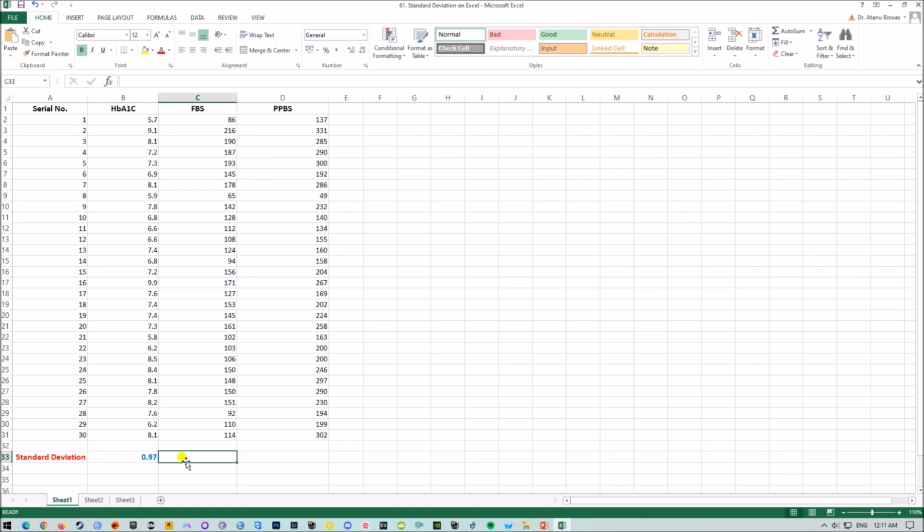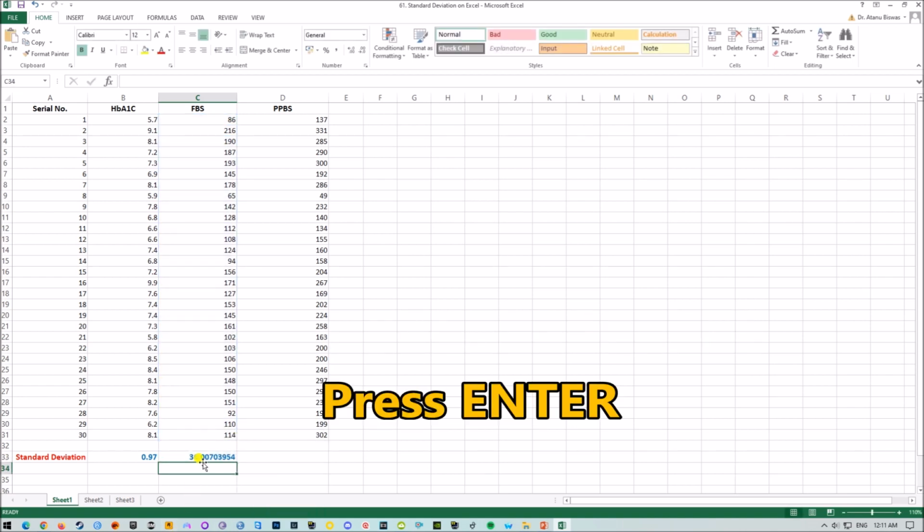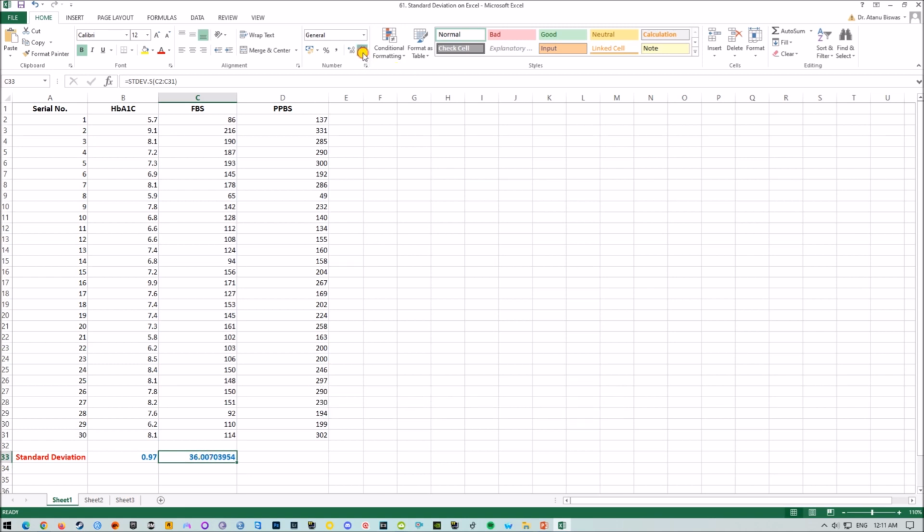Similarly, here also we shall do the same thing for fasting sugar. Equal to sign, STDEV.S, and the prompt is already there. We click on it. The first cell is C2 colon C31, the last cell, bracket ends and press enter. We select the value and we get it up to the second decimal. So 36.01 is the standard deviation for the fasting sugar level.